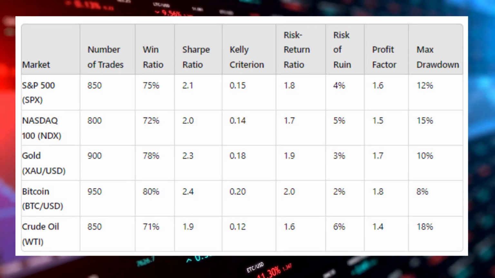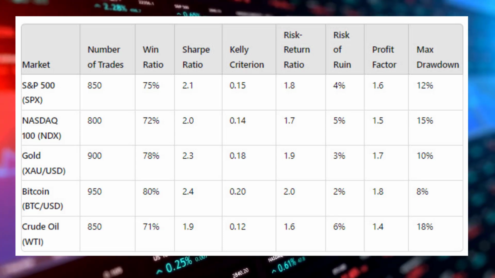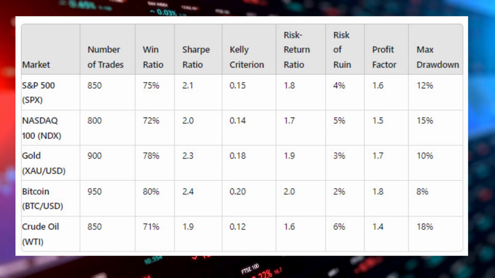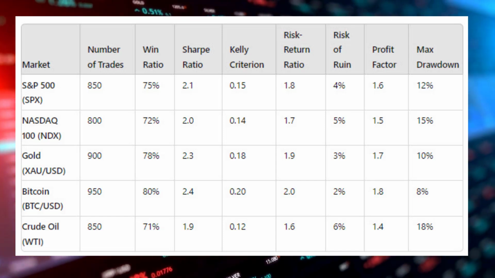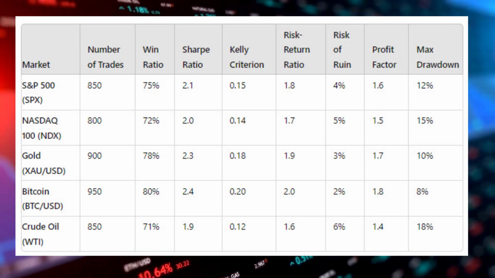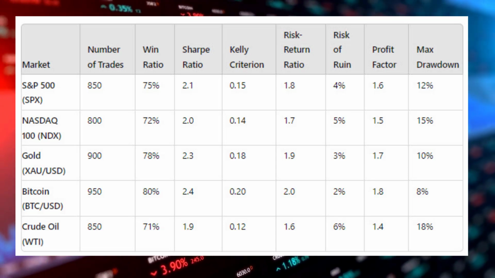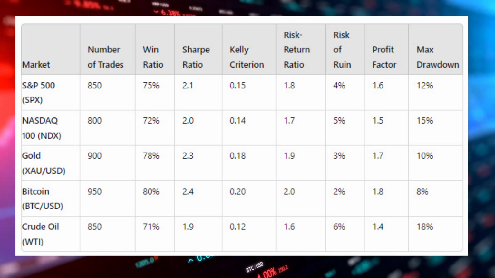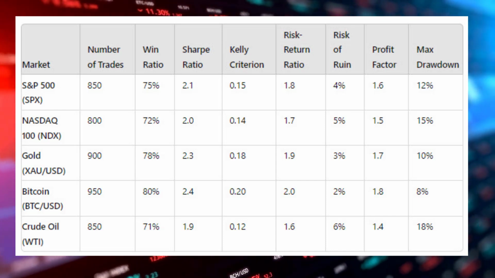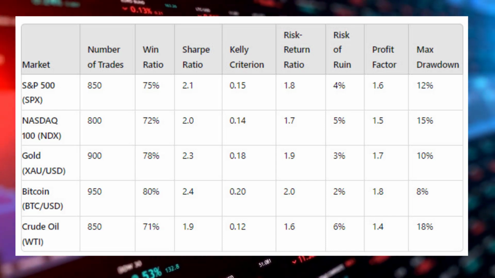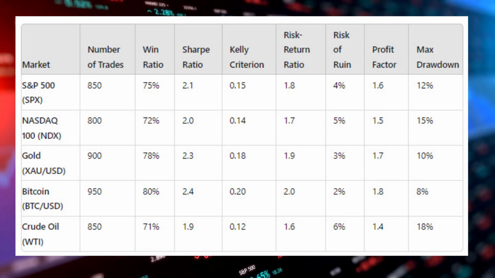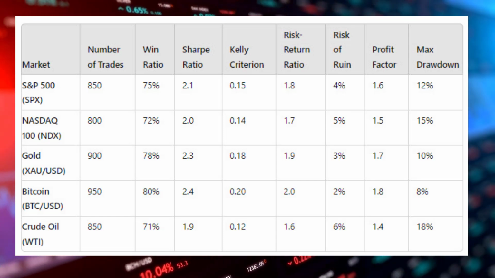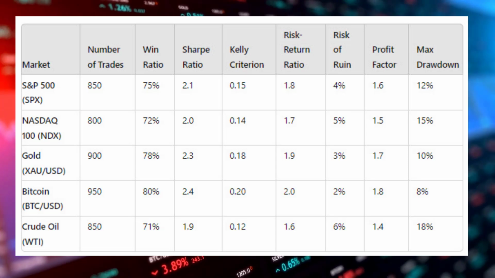So you can see my top 5: the S&P 500, Nasdaq 100, gold, Bitcoin, crude oil. I've rounded up those number of trades in there, but you can see a win ratio of anywhere between 71 and 80% there. Pretty decent Sharpe as well, from 1.9 to 2.1. The Kelly criterion there is the percentage of the portfolio that you should risk on any one of these trades. For example, S&P 500 0.15%, that's of 1%. Risk return ratio, again, not bad, anywhere between 1.6 and 2.